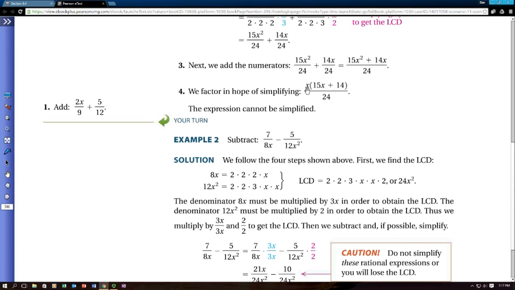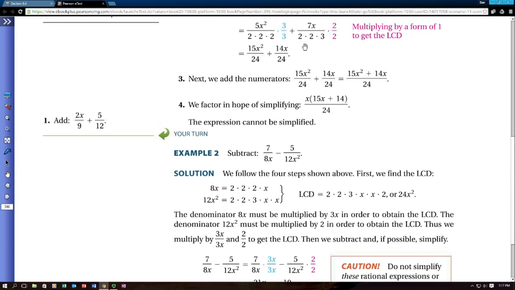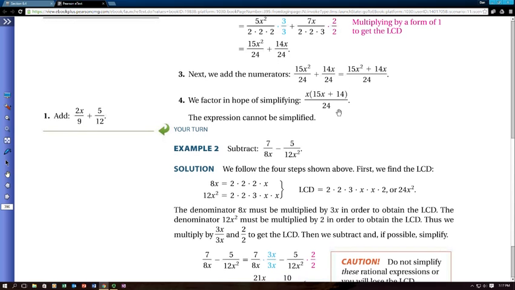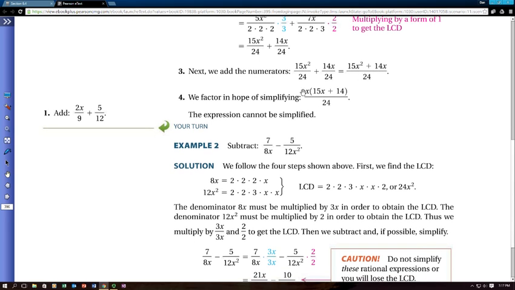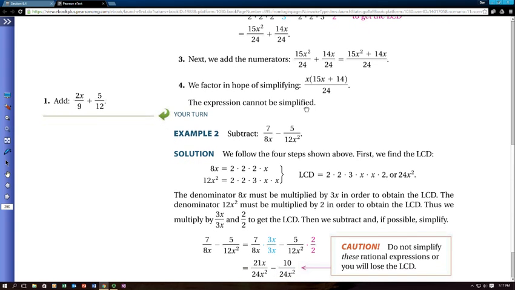X is prime. That's 1 and x are the only factors of x. And this expression I cannot factor any other way. In other words, this is prime. 1 and this expression are the only factors. Well, 24 is not prime, but I can show that is really 2 times 2 times 2 times 3, which are prime factors. Hey, there's no common prime factors between the numerator and denominator. This expression is in simplest form.